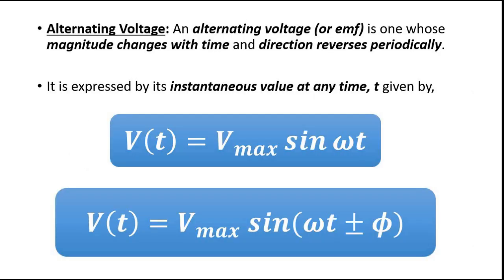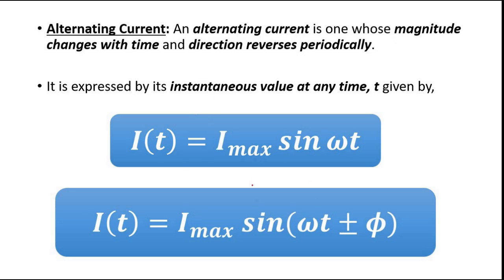The alternating voltage is expressed as v(t), which is the instantaneous value, equal to Vmax sine omega t. Vmax is the amplitude or maximum value, omega is the angular frequency, t is the time instant. So this is with no initial phase angle. When initial phase angle is considered, it is plus or minus phi depending upon whether it is leading or lagging. Plus if it is leading, minus if it is lagging. The same goes for alternating current also. In the same way we can express it.